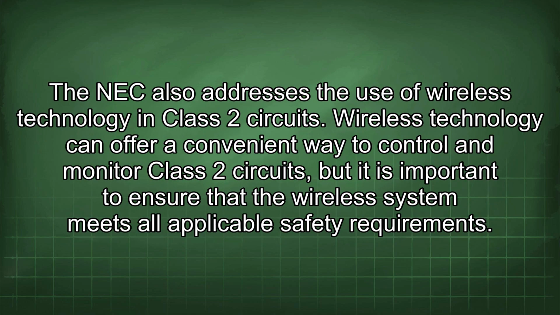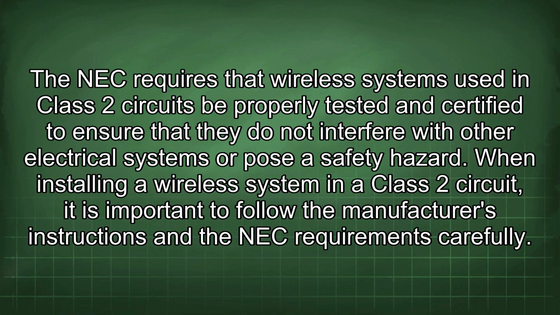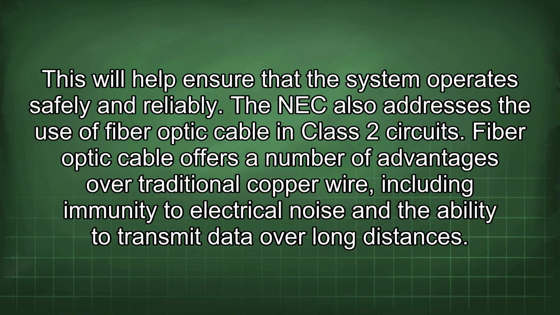The NEC also addresses the use of wireless technology in Class 2 circuits. Wireless technology can offer a convenient way to control and monitor Class 2 circuits, but it is important to ensure that the wireless system meets all applicable safety requirements. The NEC requires that wireless systems used in Class 2 circuits be properly tested and certified to ensure that they do not interfere with other electrical systems or pose a safety hazard. When installing a wireless system in a Class 2 circuit, it is important to follow the manufacturer's instructions and the NEC requirements carefully. This will help ensure that the system operates safely and reliably.